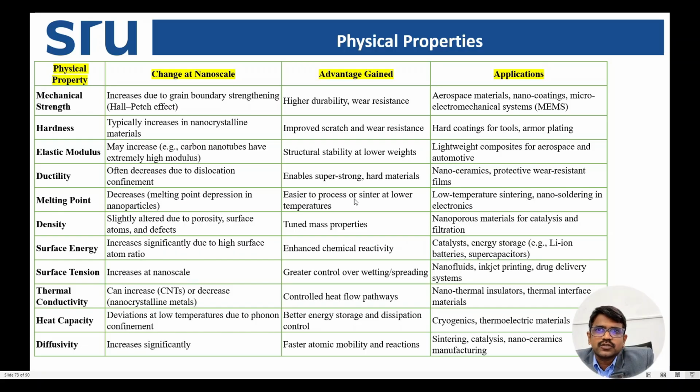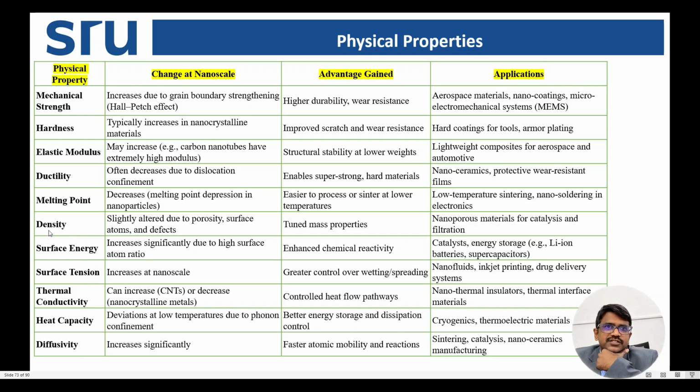So it is easier to process or sinter at lower temperatures. If you want to bend a material, you need to heat it up to a very high temperature. But if you make the material at nano size, even at low temperatures you can bend it. You can tune the shape however you want. So what is the application? Low temperature sintering, nano soldering in electronics. So it is a very big advantage.